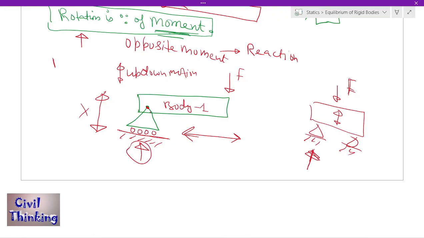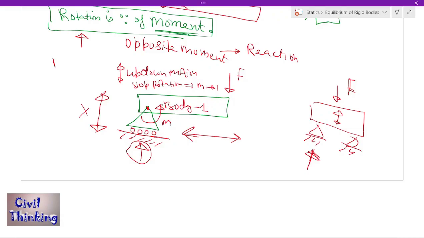Now let us say there is no hinge, there is no pin at this point, so rotational motion is stopped. Rotational motion will be stopped only when this support exerts a moment like this on this body, so you stop the rotation. A moment occurs. So this is one term, the moment.